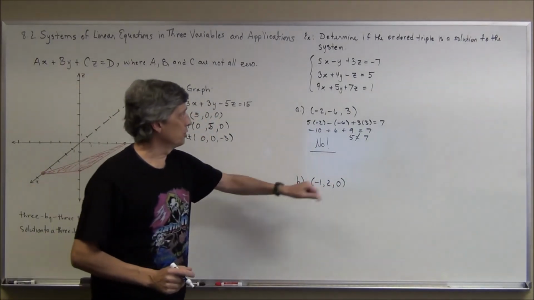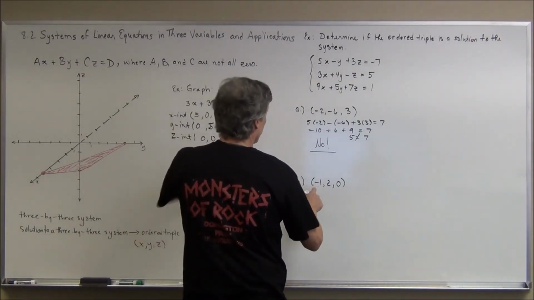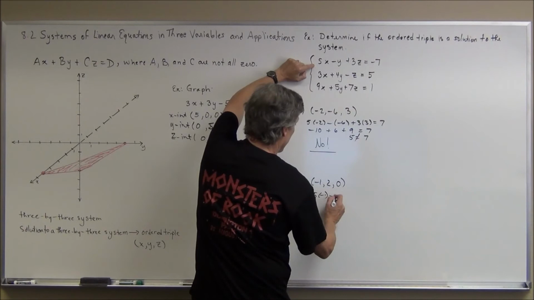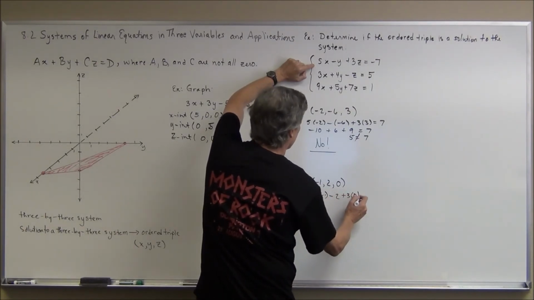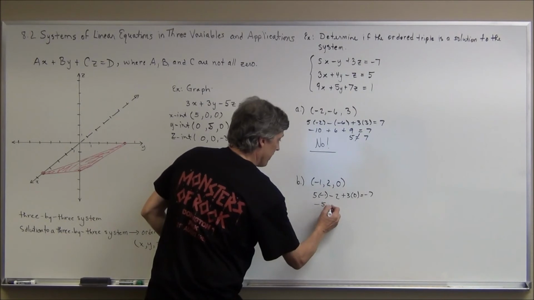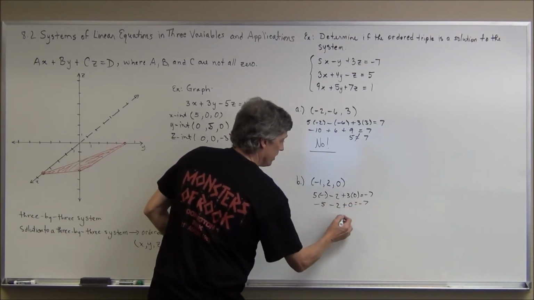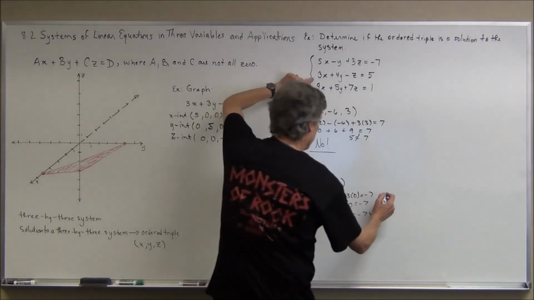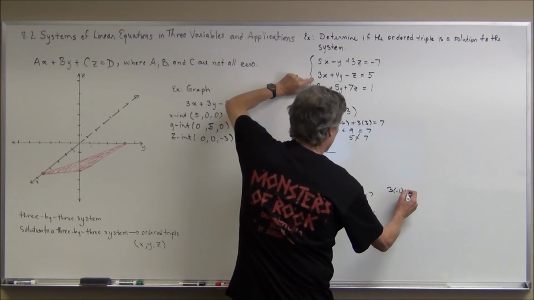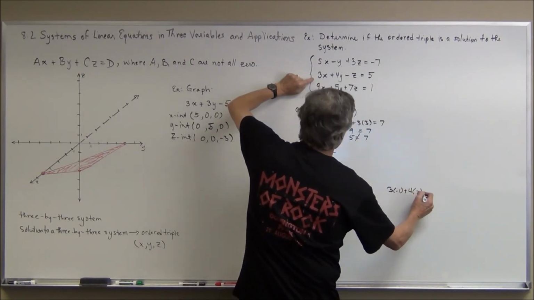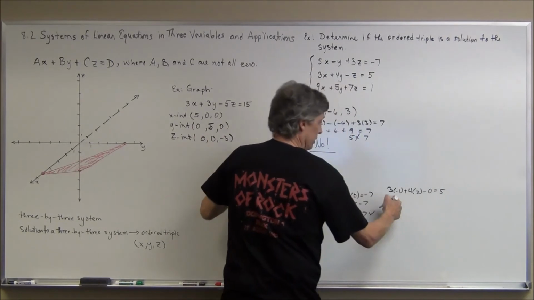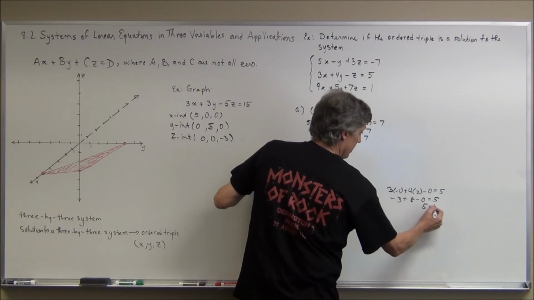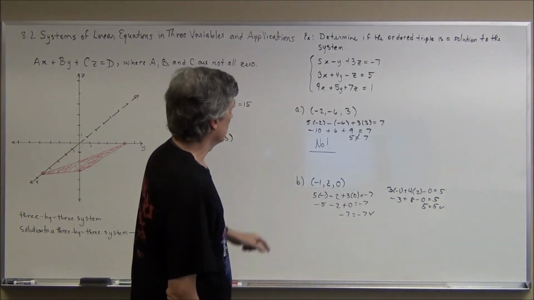Now let's try -1, 2, and 0. If I plug -1 in for x, 2 in for y, and 0 in for z, I would have 5 times -1 minus 2 plus 3 times 0. Does that equal -7? This is -5 minus 2 plus 0. Yep. Works for the first one. Now let's try the second one here. So this would be 3 times -1 plus 4 times 2 minus 0. Does that equal 5? So this is -3 plus 8 minus 0. Does that equal 5? Yep. That one works out okay, so we're almost there.